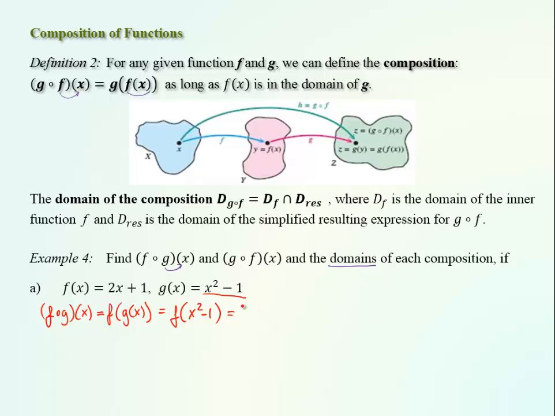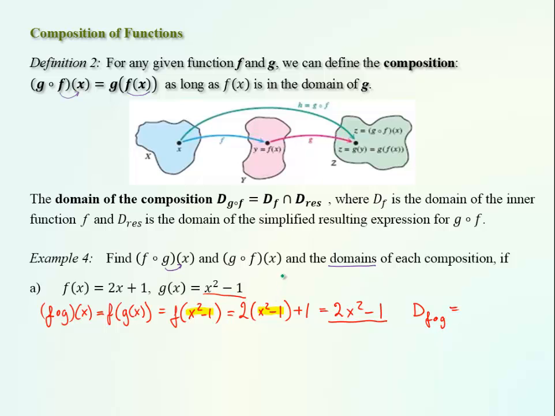Therefore, we have 2 times the input plus 1. Our input is x squared minus 1, so that will be written here. 2 times (x squared minus 1) plus 1. Okay, so let's simplify this. This will be 2x squared minus 2 plus 1, so it's minus 1. Another quadratic polynomial.